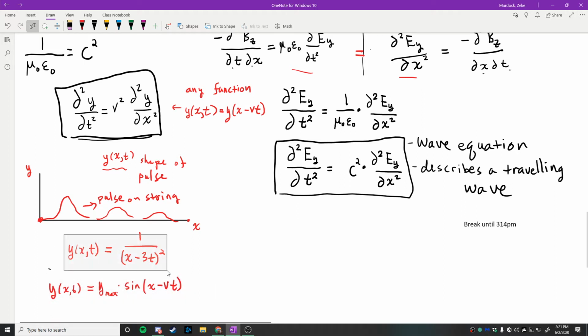If you take this function right here, you take the derivative twice with respect to x, you take the derivative twice with respect to t, you'll prove that this is true. And I'll leave that for you guys to do yourselves. I think that's one of your homework problems, actually. It's not really a problem so much as something you just do on your own to prove that something like this automatically satisfies this wave equation.